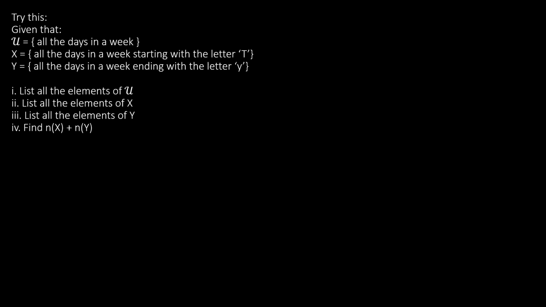Now I want you to try this. You can pause this tutorial now and feel free to post your answers in the comment section below. We have the universal set, which is given to us as all the days in a week. We have set X, which is all the days in a week starting with the letter T, and set Y, which includes all the days in a week ending with the letter Y. So list the elements of the universal set, the elements of set X, the elements of Y, and find the number of elements in X plus the number of elements in Y. I would like to see your answers.